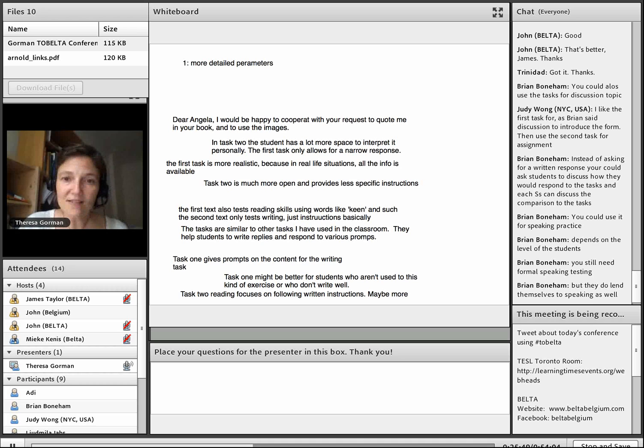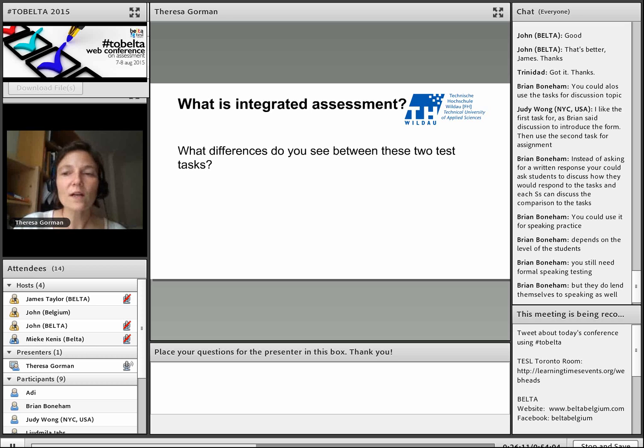So the two tasks are really measuring different things, different constructs. So the question is what kind of impact will each of these tasks have on teaching and learning? Does anyone have anything quick to add to that at the end?